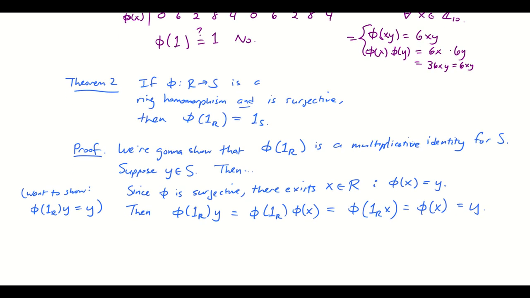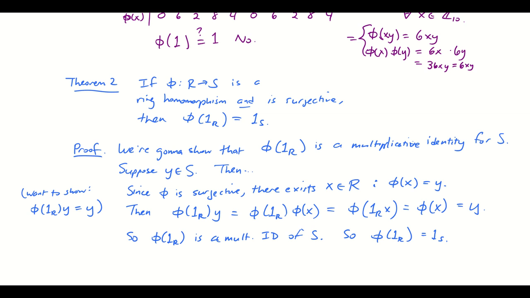So that means phi of 1R is a multiplicative identity of S. So that means phi of 1R has to be equal to 1S. Now you're probably asking, well, you said a multiplicative identity, like how do we know that S doesn't have several of those potentially? And the reason it doesn't is because we always know that a ring with unity has to have a unique multiplicative identity.